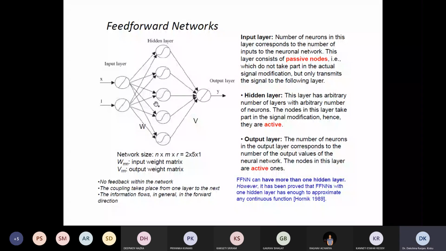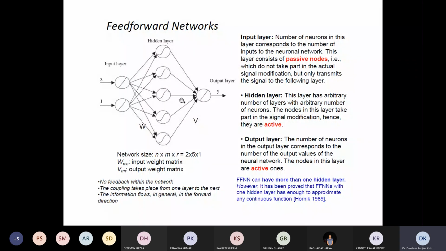Particularly if we see this feed forward neural network, here we can have the network size n into m into r. Now what is n? N is the number of neurons in the input layer. What is m? M is the number of neurons in the hidden layer. And what is r? R is the number of neurons in the output layer.